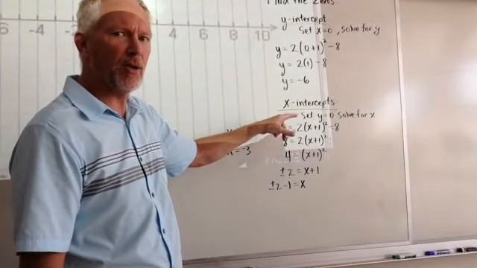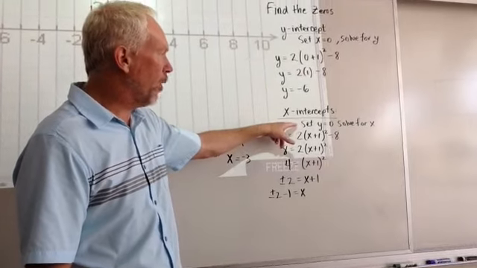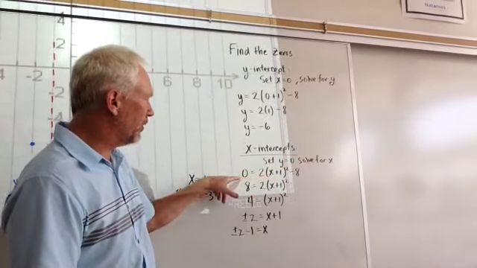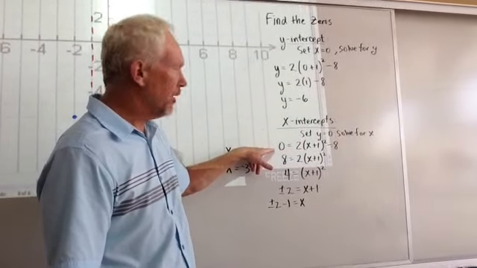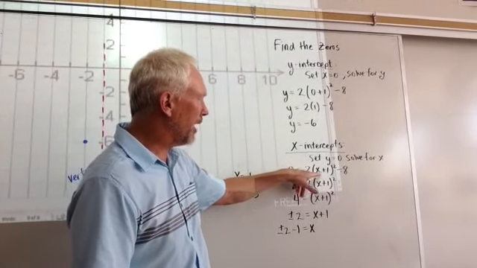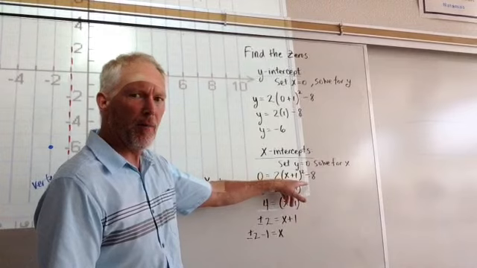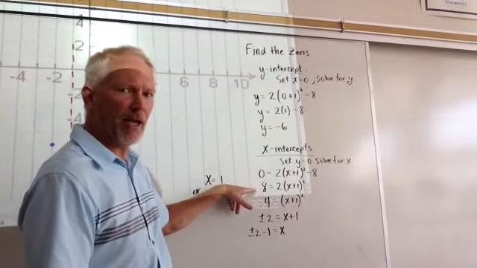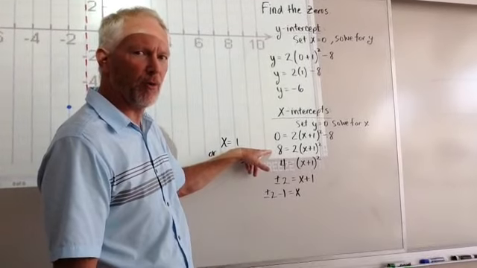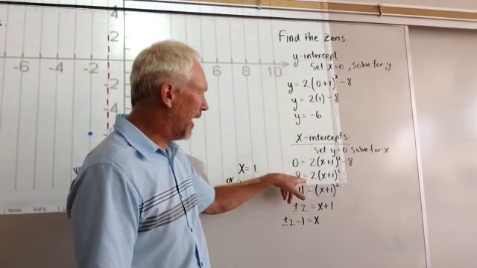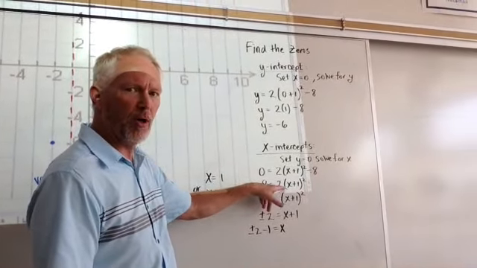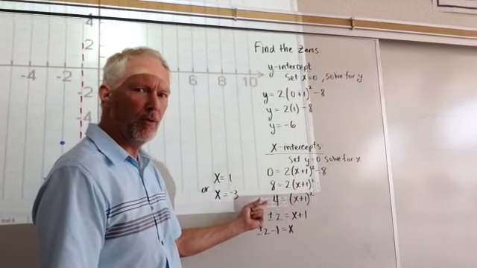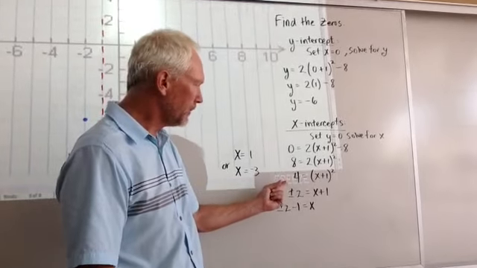Now when we go to the x-intercepts, we set y equal to 0 and solve for x. So we set y equal to 0. We get 0 equals 2 times the quantity x plus 1 squared minus 8. We bring the 8 over. We add 8 to both sides. We do that arithmetic first. We get 8 equals 2 times the quantity of x plus 1 squared. Divide by 2 now. That gives us 4.